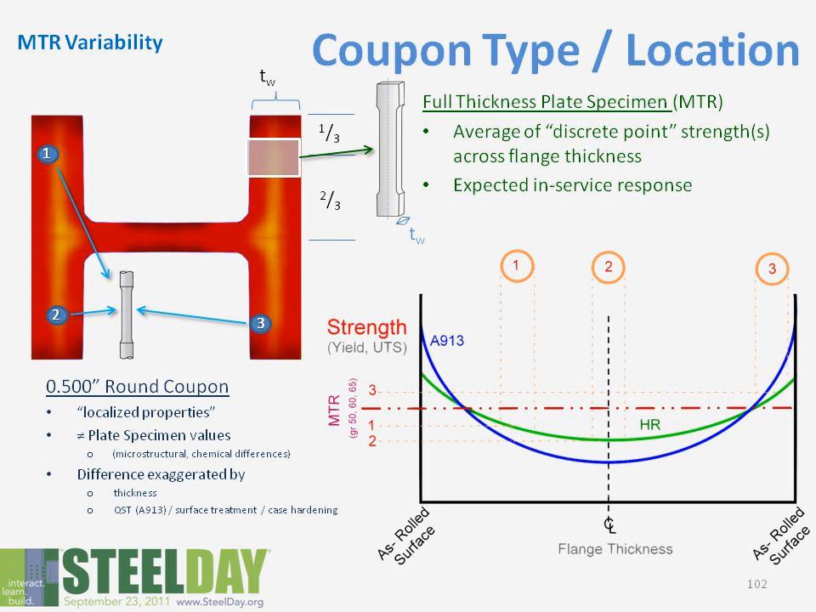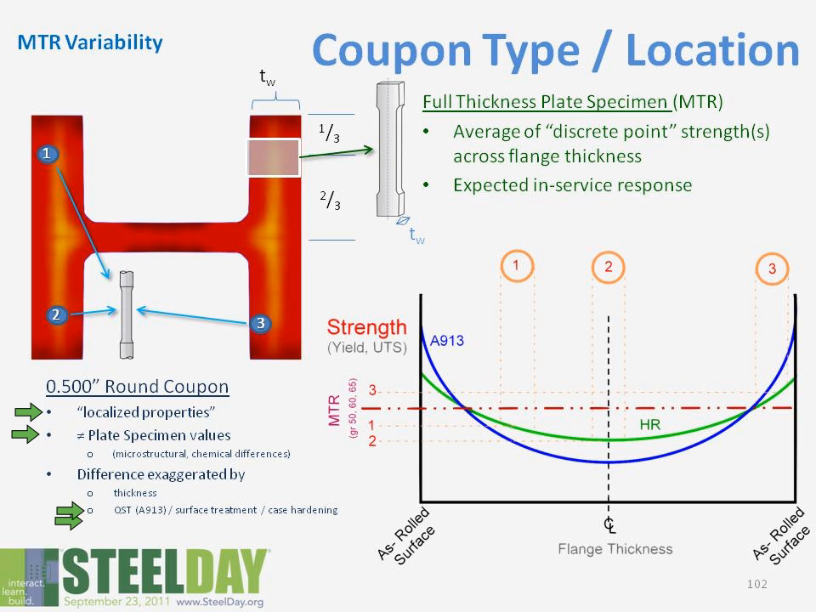is due to this variability across the thickness of the shape, we can end up with different results with those 505 rounds. The 505 rounds basically are giving localized properties. They do not give the same values as plate specimens. They will show microstructural and chemical differences, and the differences can be exaggerated as the thickness increases, or you have a particular processing such as the quench self-temper in A913.